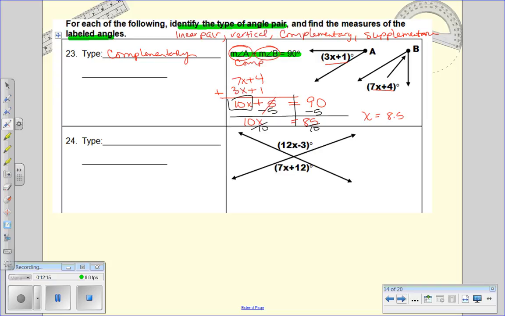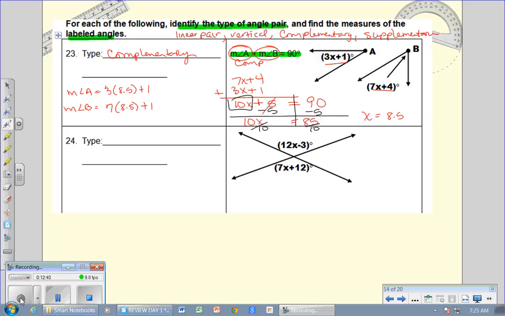Now that I know what x is, I can put that back into my measures in order to figure out what each angle measures. Measure of angle A is 3 times 8.5 plus 1, and the measure of angle B is going to be 7 times 8.5 plus 4. So let's figure out what that is.